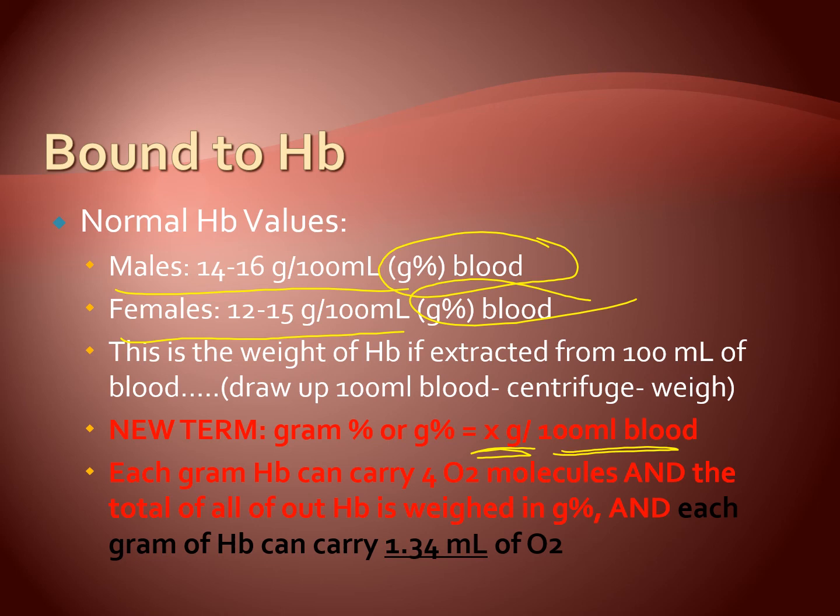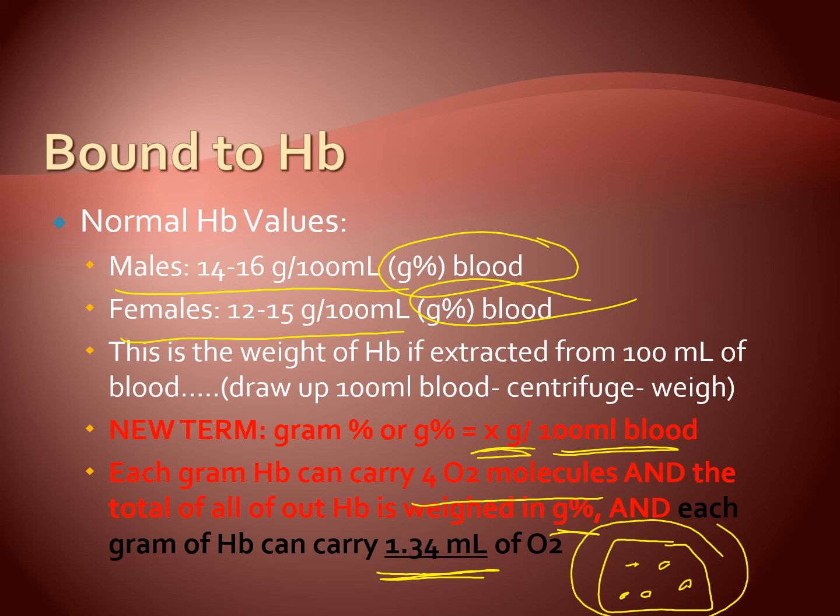So each gram can carry 4 oxygen molecules, and the total is weighed in grams percent. Remember from the red blood cell PowerPoint, each gram of hemoglobin can carry 1.34 mLs of oxygen, right? And that's where I drew a little room, or you can imagine an elevator. You go into an elevator and it says the maximum occupancy of this elevator is 5, right? And so that's in a perfect situation, okay, that's the maximum amount of people that elevator can carry.